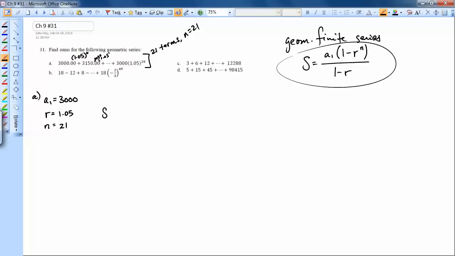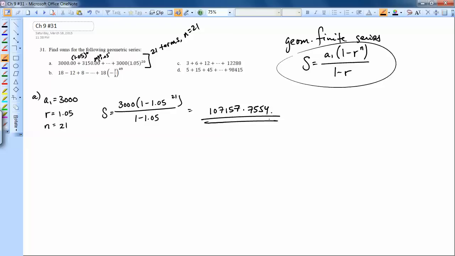So then if I just plug into my formula, my sum should be a1 times 1 minus 1.05 to the 21st, divided by 1 minus 1.05. So let me type that in and see what we get. 3,000 times 1 minus 1.05 to the, oops, careful here, I made a mistake. The 21st has to go with the 1.05. And then all that divided by 1 minus 1.05. And we get $107,157.7554.